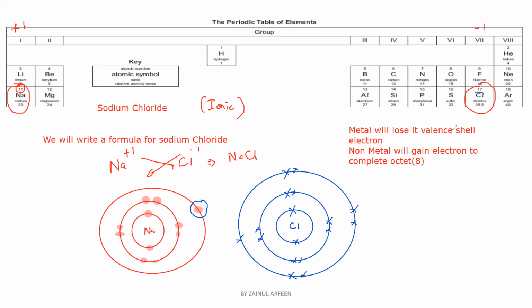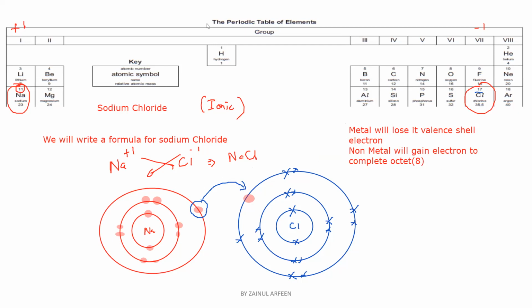Because metal will lose its valence shell electron. Valence shell electron means electrons which are there in the last shell. So when sodium will lose its electron, that electron will jump to chlorine, and chlorine will gain that electron and complete octet. Octet means 8. So this electron actually jumps from sodium to chlorine.